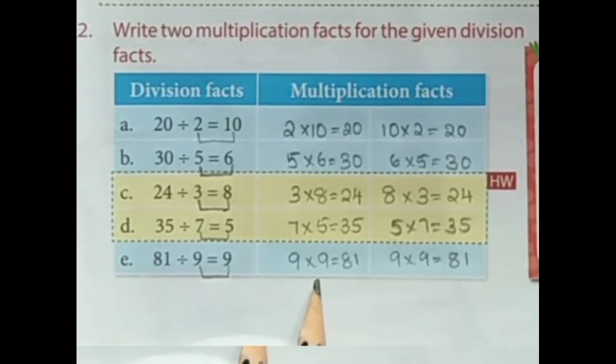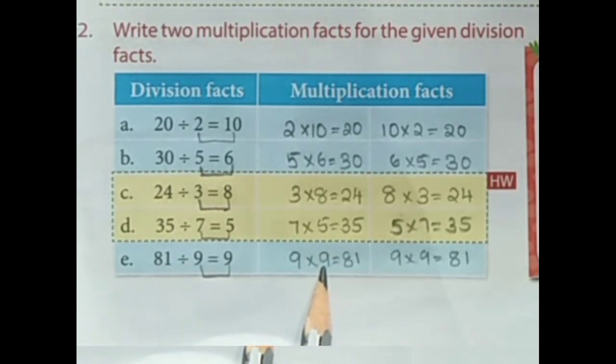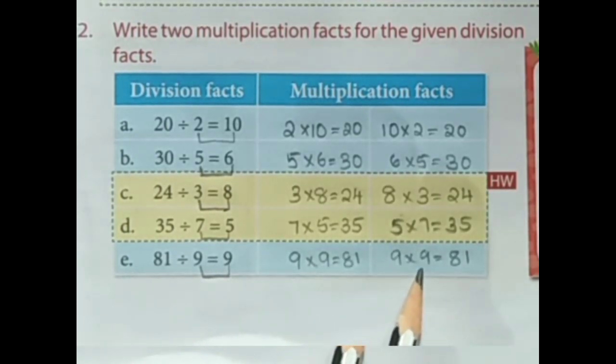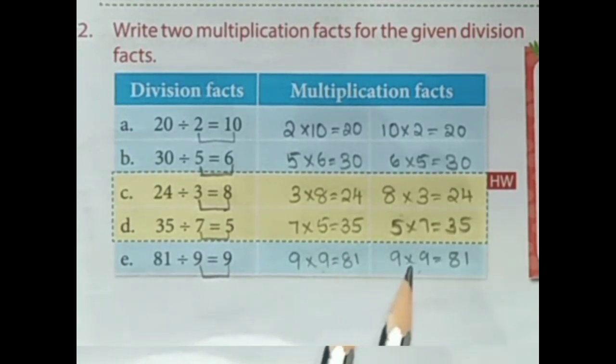Children, sometimes a division fact will have only one multiplication fact because both the multiplication facts are the same. Here, the first multiplication fact is repeated as the second one. Sometimes a division fact will have only one multiplication fact which is repeated.